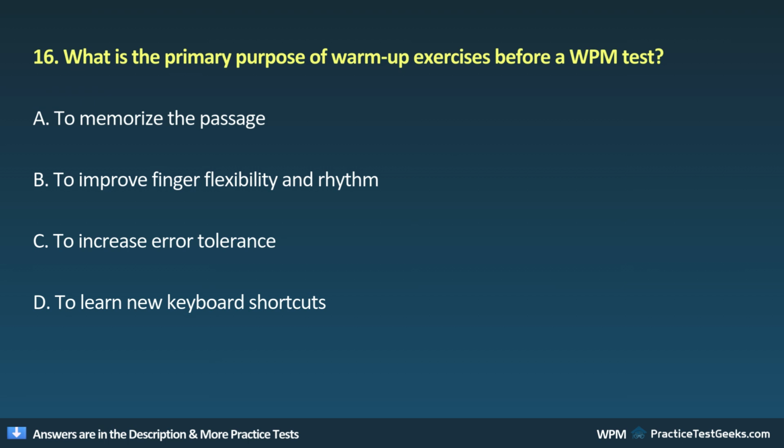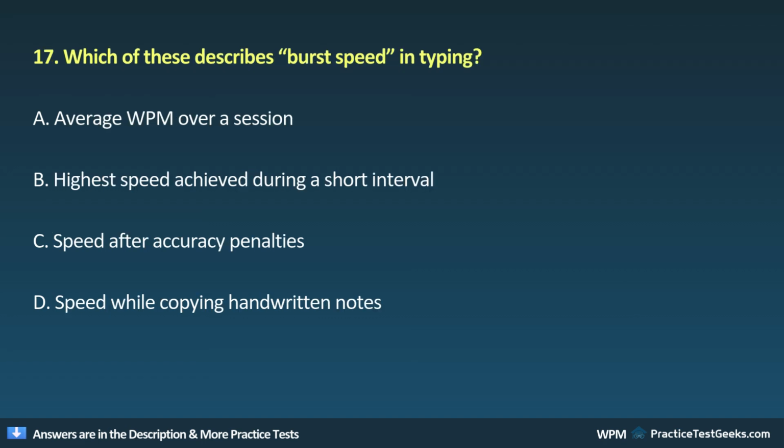C. To increase error tolerance. D. To learn new keyboard shortcuts. 17. Which of these describes burst speed in typing? A. Average WPM over a session. B. Highest speed achieved during a short interval. C. Speed after accuracy penalties. D. Speed while copying handwritten notes.